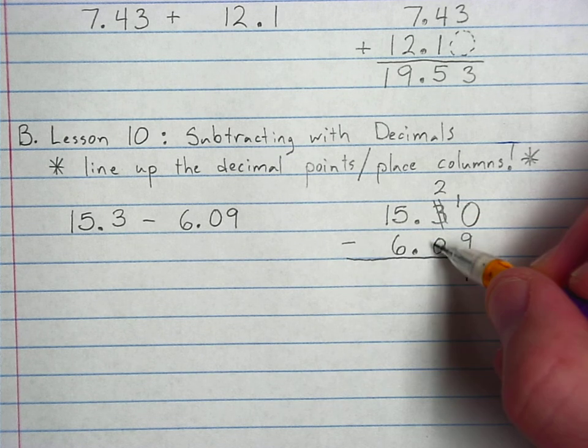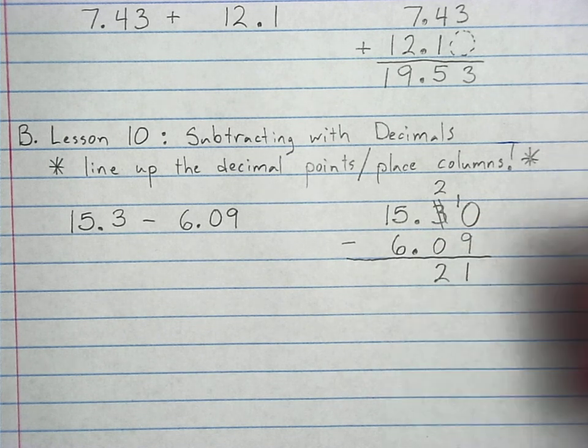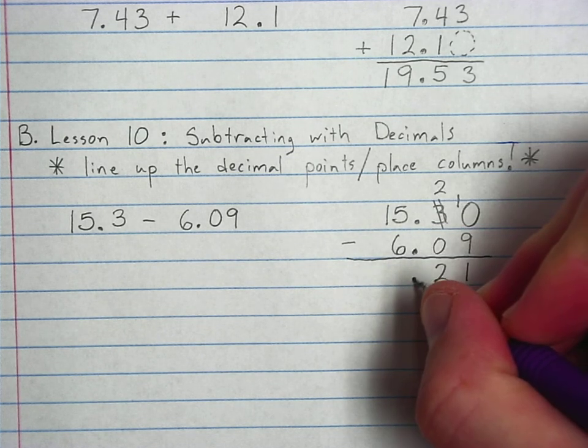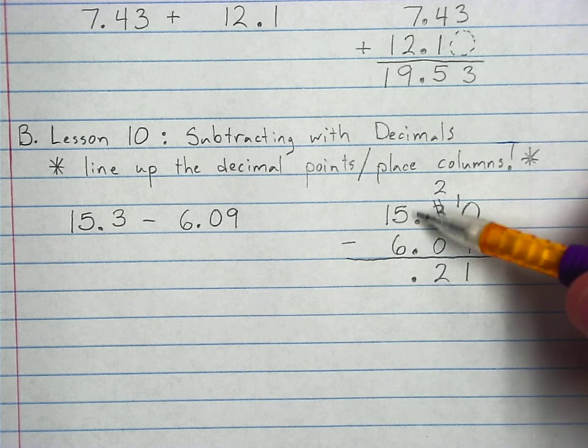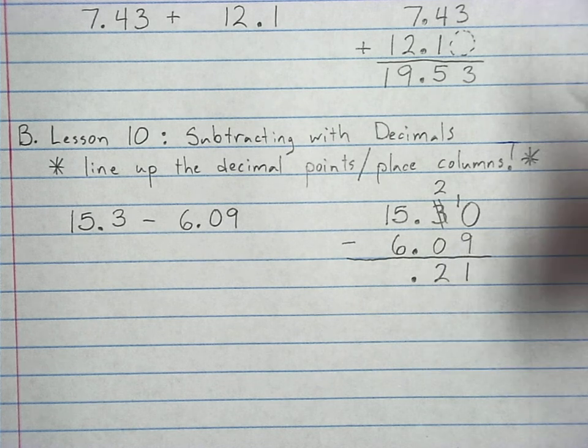2 minus 0 is 2. I did not bring the decimal point straight down this time. I probably should have. I usually do. As long as I make sure I do it eventually and then it goes straight down, we're solid.